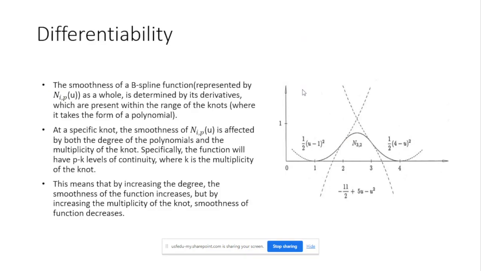Continuing with the properties of B-spline: differentiability. The smoothness of a B-spline function represented by N_{i,p}(u) as a whole is determined by its derivatives, which are present within the range of knots. At a specific knot, the smoothness of N_{i,p}(u) is affected by both the degree of the polynomials and the multiplicity of the knot. Specifically, the function will have p minus k levels of continuity, where k is the multiplicity of the knot. This means that by increasing the degree, the smoothness of the function increases, but by increasing the multiplicity of the knot, the smoothness of the function decreases.